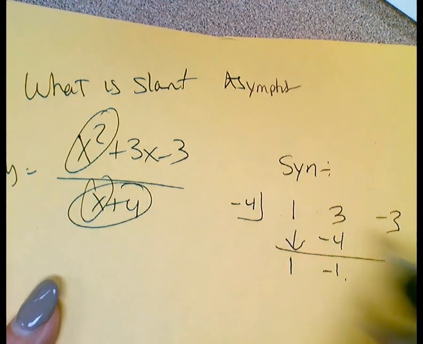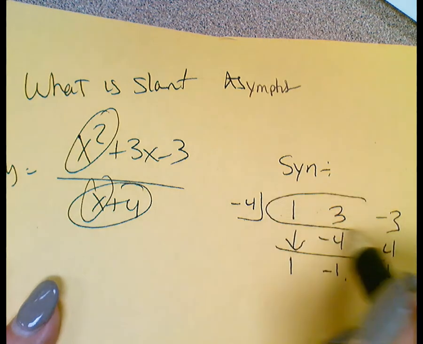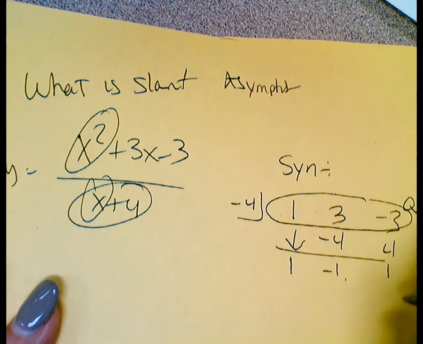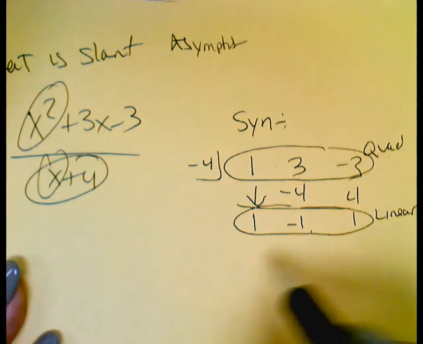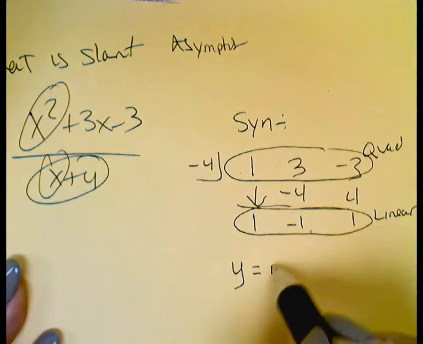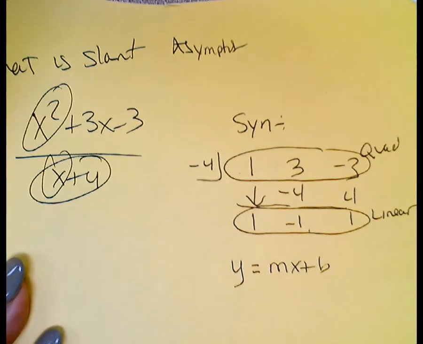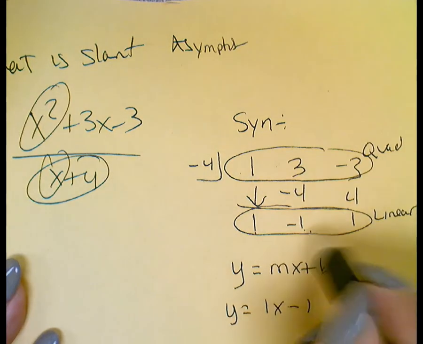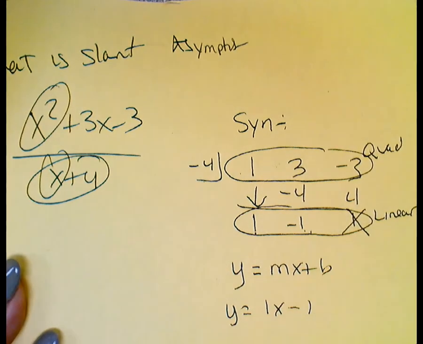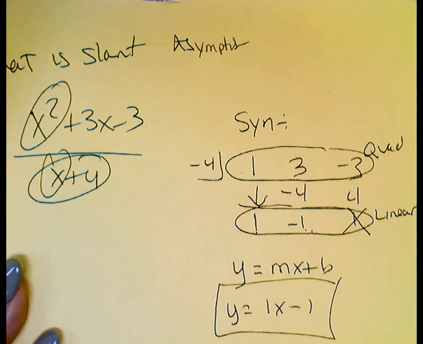Add, multiply, and add. Now, you started with a quadratic. That's quadratic. So what are these numbers? These should be the numbers of a linear. So your slant asymptote should always be in y equals mx plus b form. So in this case, it's y equals 1x minus 1. 1x minus 1, we ignore the remainder. This is your slant asymptote.